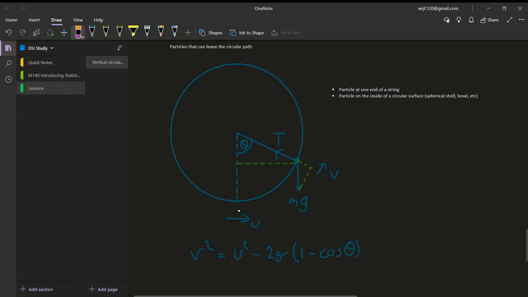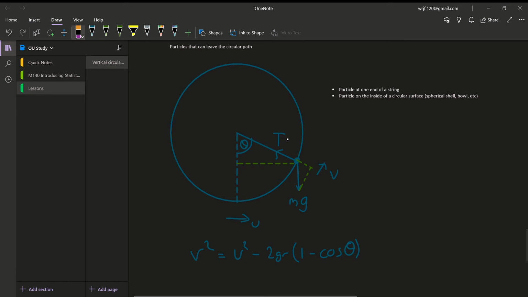But there is a third option here as well, since the particle is not constrained, not fixed in that circular path. The particle could actually come up here and then perhaps fall inside the circle. And that's going to happen when the tension becomes zero.